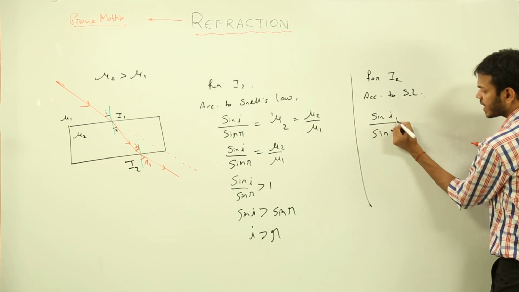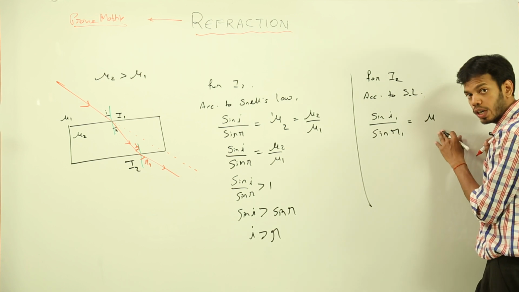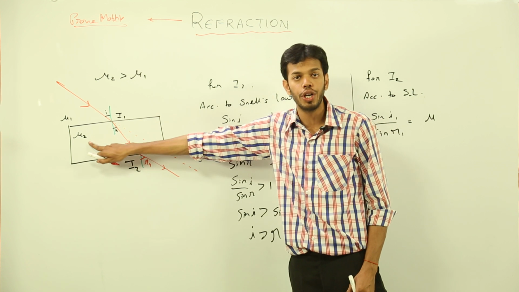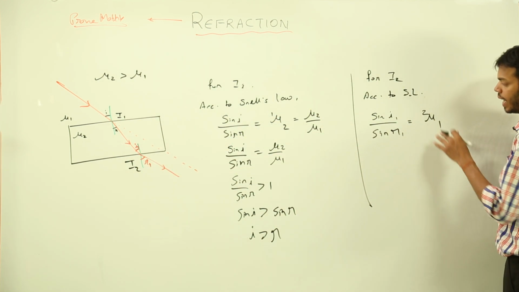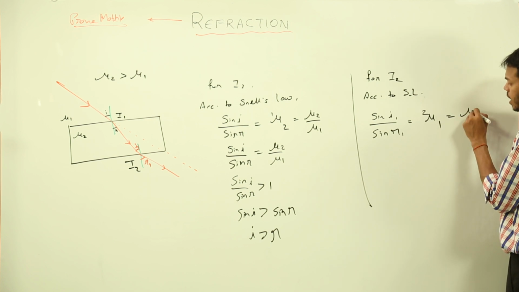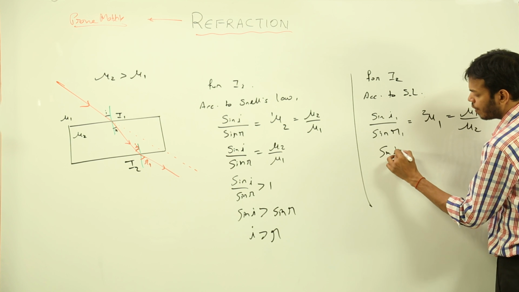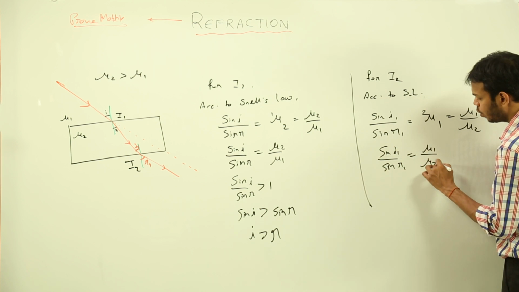So here I will be having sin I1 over sin R1 will be equal to what? No, it's not mu, it is either 2 mu 1 or 1 mu 2, and in case of interface 2, the light is going from medium 2 back to medium 1. That means you have 2 mu 1, and 2 mu 1 is mu 1 over mu 2. So sin I1 over sin R1 is equal to mu 1 over mu 2.